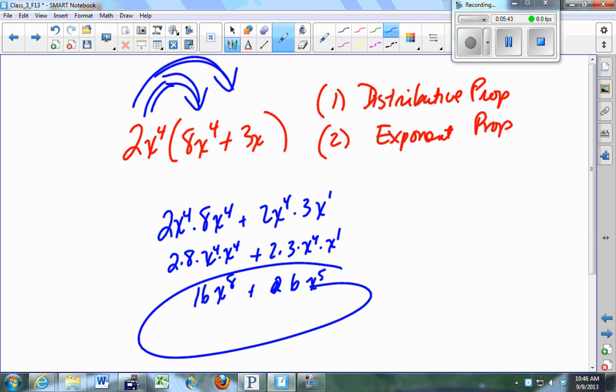No, for some reason I didn't put together the 2x4 and the 8x4. I separated the 2 and the 8. No, it's all multiplication. Okay.